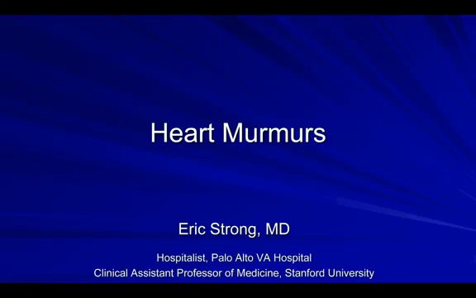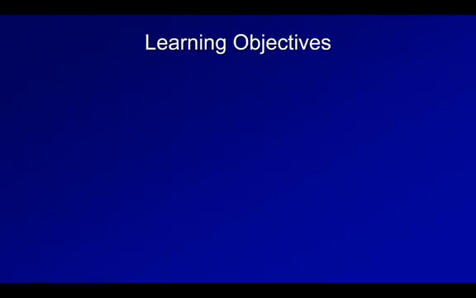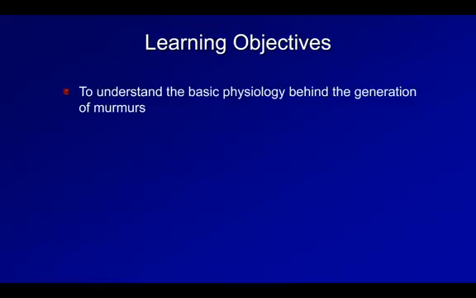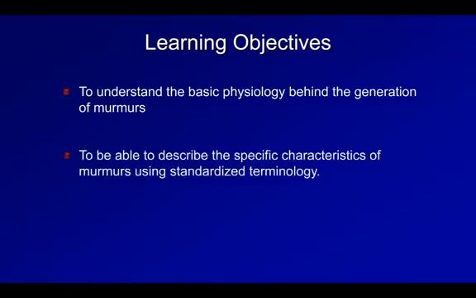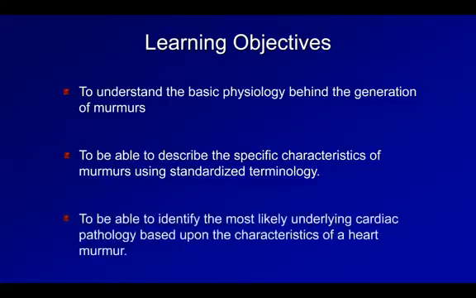Today I will be talking to you about the characteristics and identification of heart murmurs. Here are the learning objectives of this talk. First, to be able to understand the basic physiology behind the generation of murmurs. Second, to be able to describe the specific characteristics of murmurs using standardized terminology. Finally, to be able to identify the most likely underlying cardiac pathology based upon the characteristics of a heart murmur.